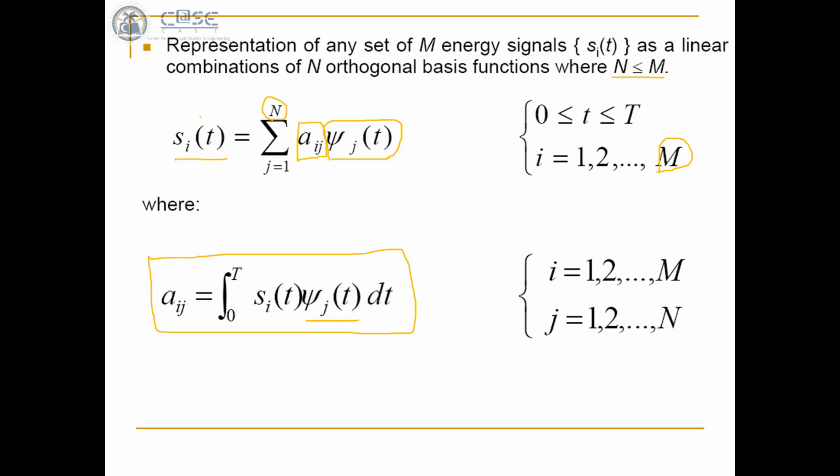Now, given the set of functions si of t, you would like to find out the psi j's of t. Like, how do you find these basis functions out of the given set? This is what we would be talking about shortly, and Gram-Schmidt orthogonalization process will help you to calculate these basis functions out of the given signal set.